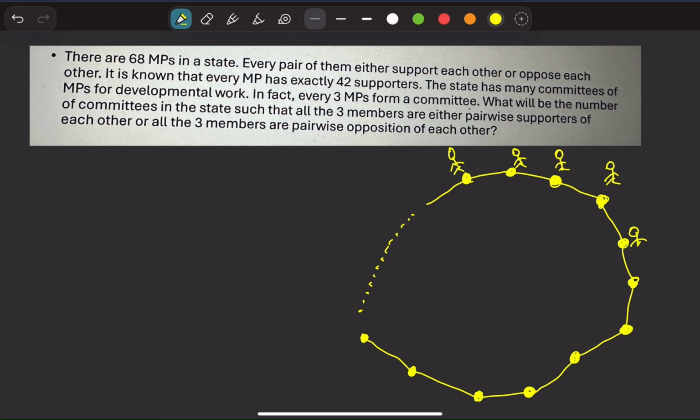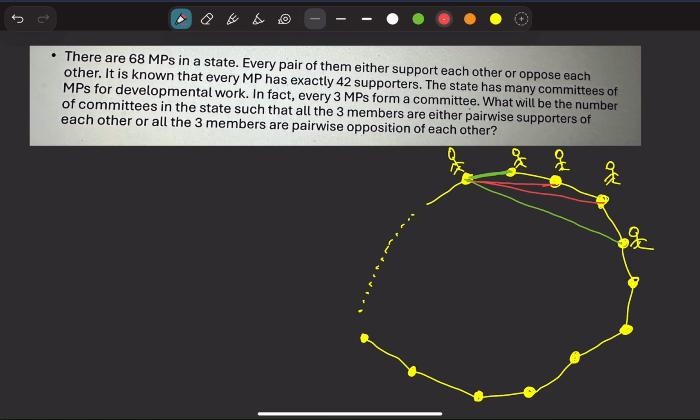Now, every pair of them either supports each other or opposes each other. So if you consider this MP, he either supports this MP or opposes this MP. If this MP supports the other MP, let us say we plot a green line between those two. And if this MP opposes the other MP, we will put a red line.